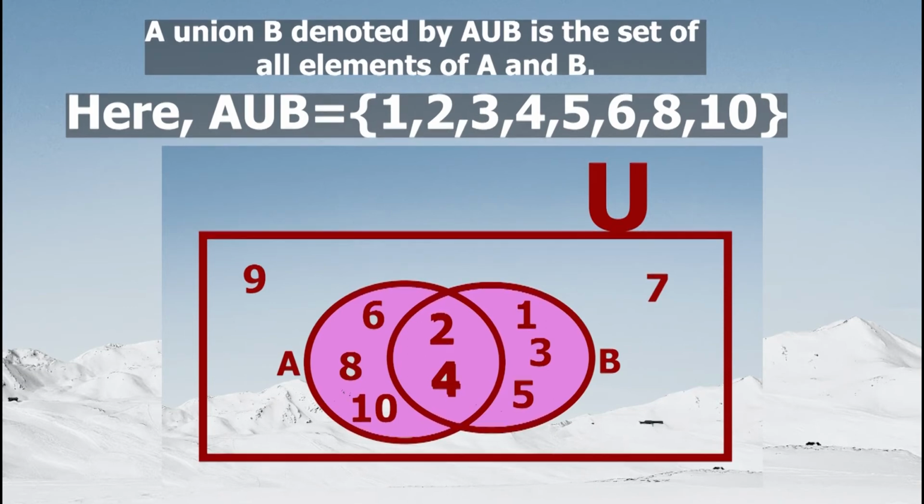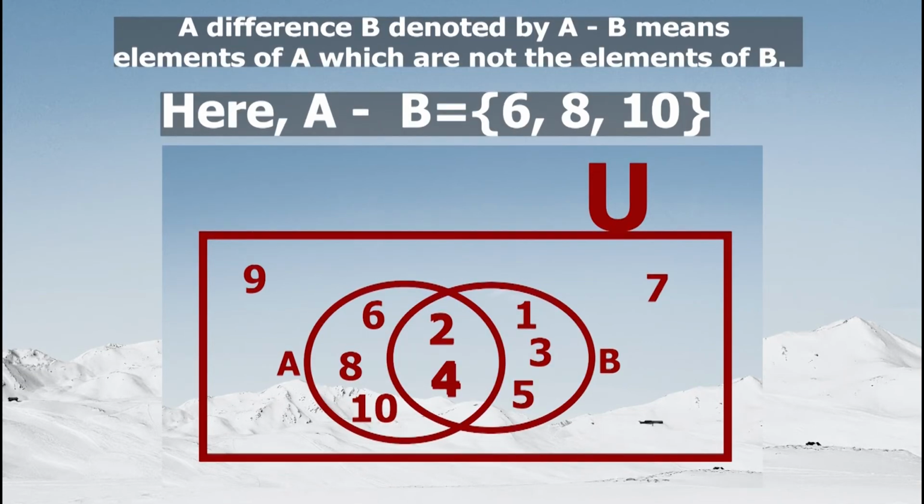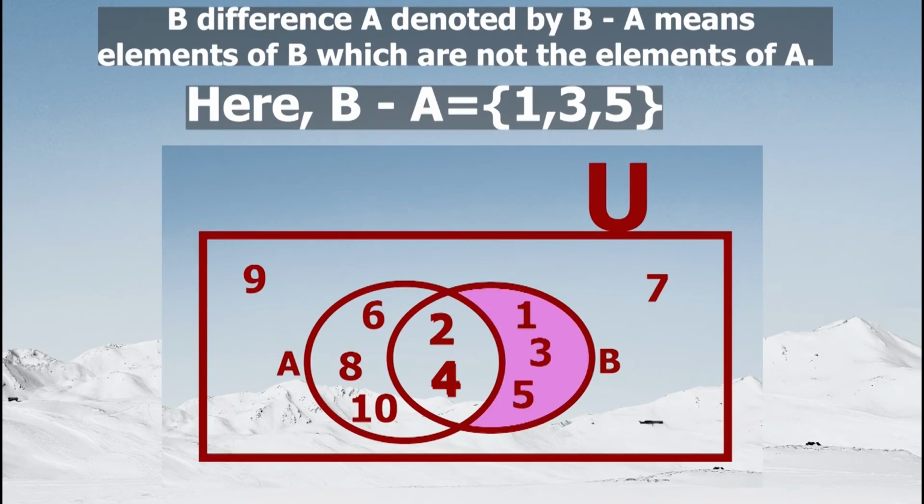Now, let's go to the difference. Here are two sets A and B. A difference B is denoted by A minus B, means the elements of A which are not the elements of B. Here you can see the shaded region of A minus B containing the elements 6, 8 and 10. Similarly, collection of elements of B which are not the elements of A is called the set B minus A as shown in the video. The shaded region is B minus A having elements 1, 3 and 5.